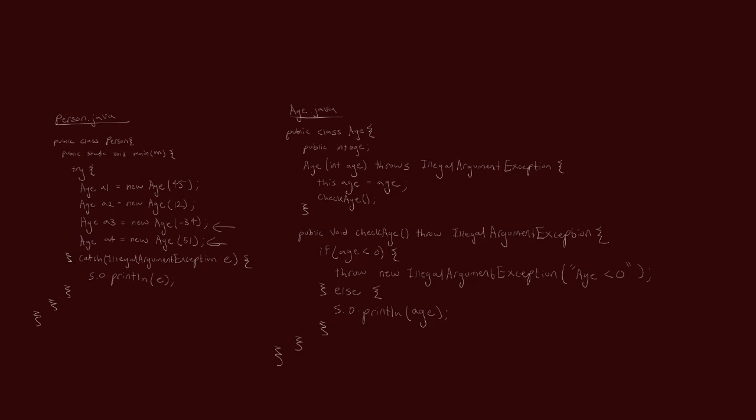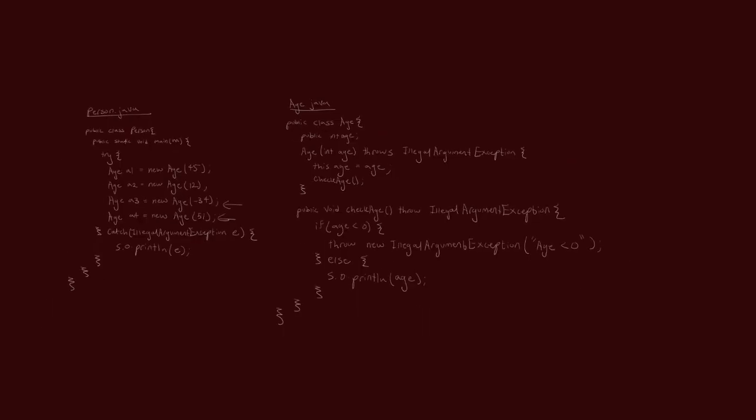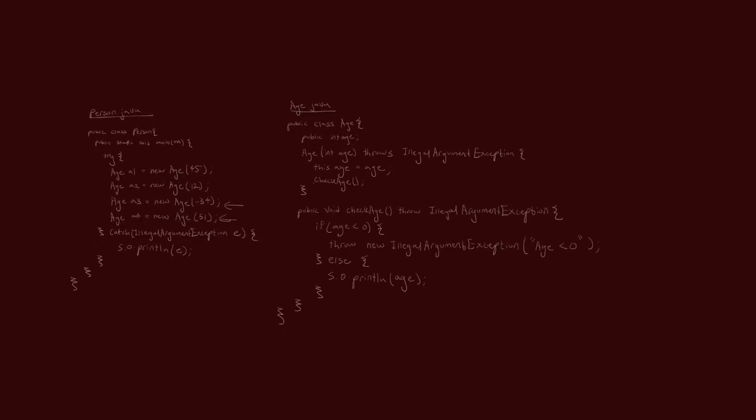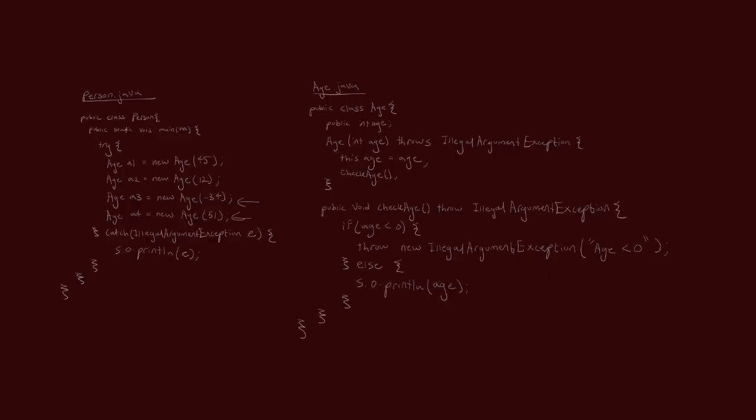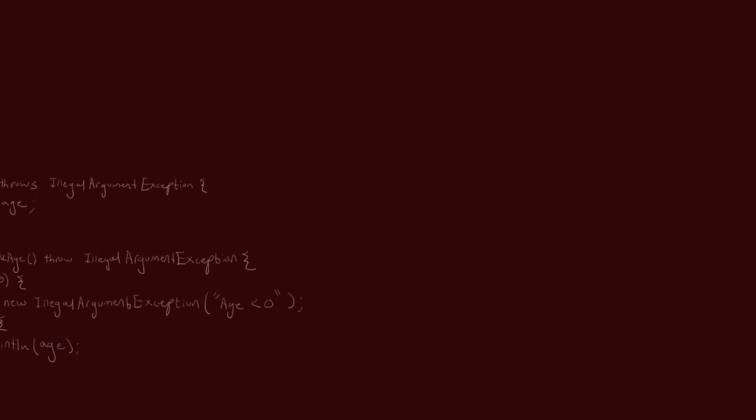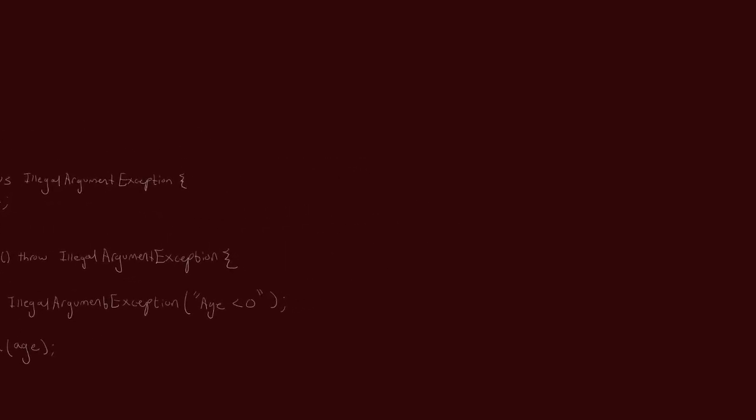Okay, so we're gonna go over how to create our own exceptions. The code we have here checks your age, and if it sees you have an invalid age, it will throw an illegal argument exception. But what if instead of an illegal argument exception, we have an invalid age exception? Wouldn't that be nicer? So what we can do is create a new file called InvalidAgeException.java.